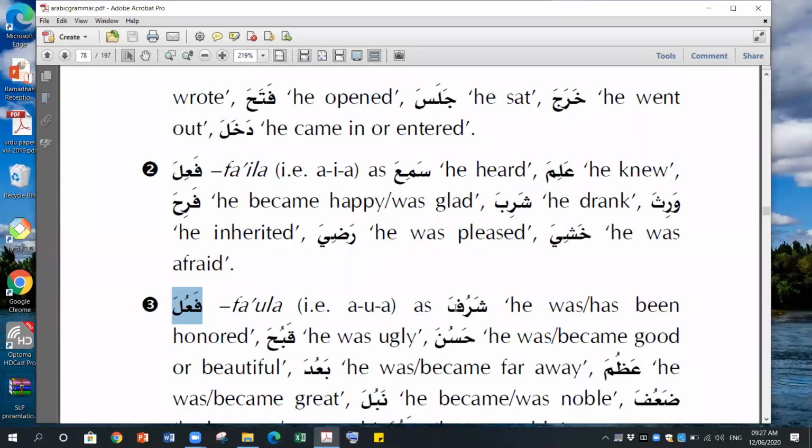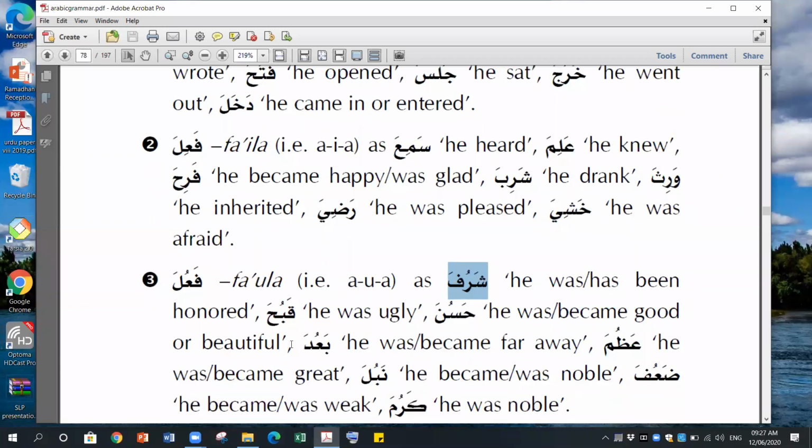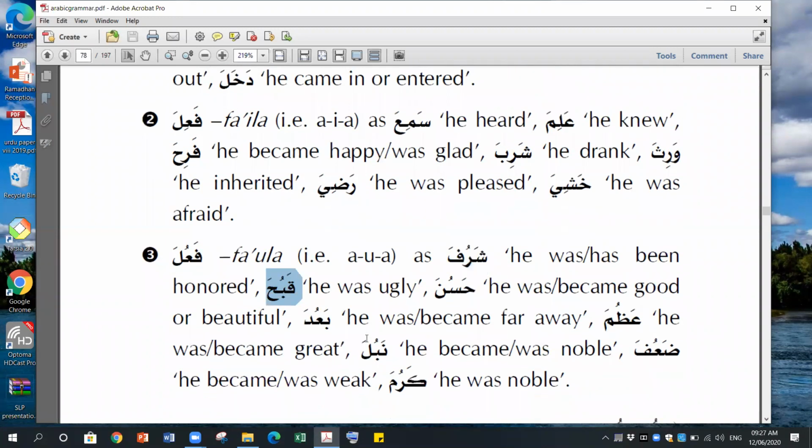He has been honored, sharufa or hasuna. He became good. Qabuha, he became ugly. Qabahat, qabih hona, like being very ugly. Ba'uda, he became far. Da'ufa, he became weak.